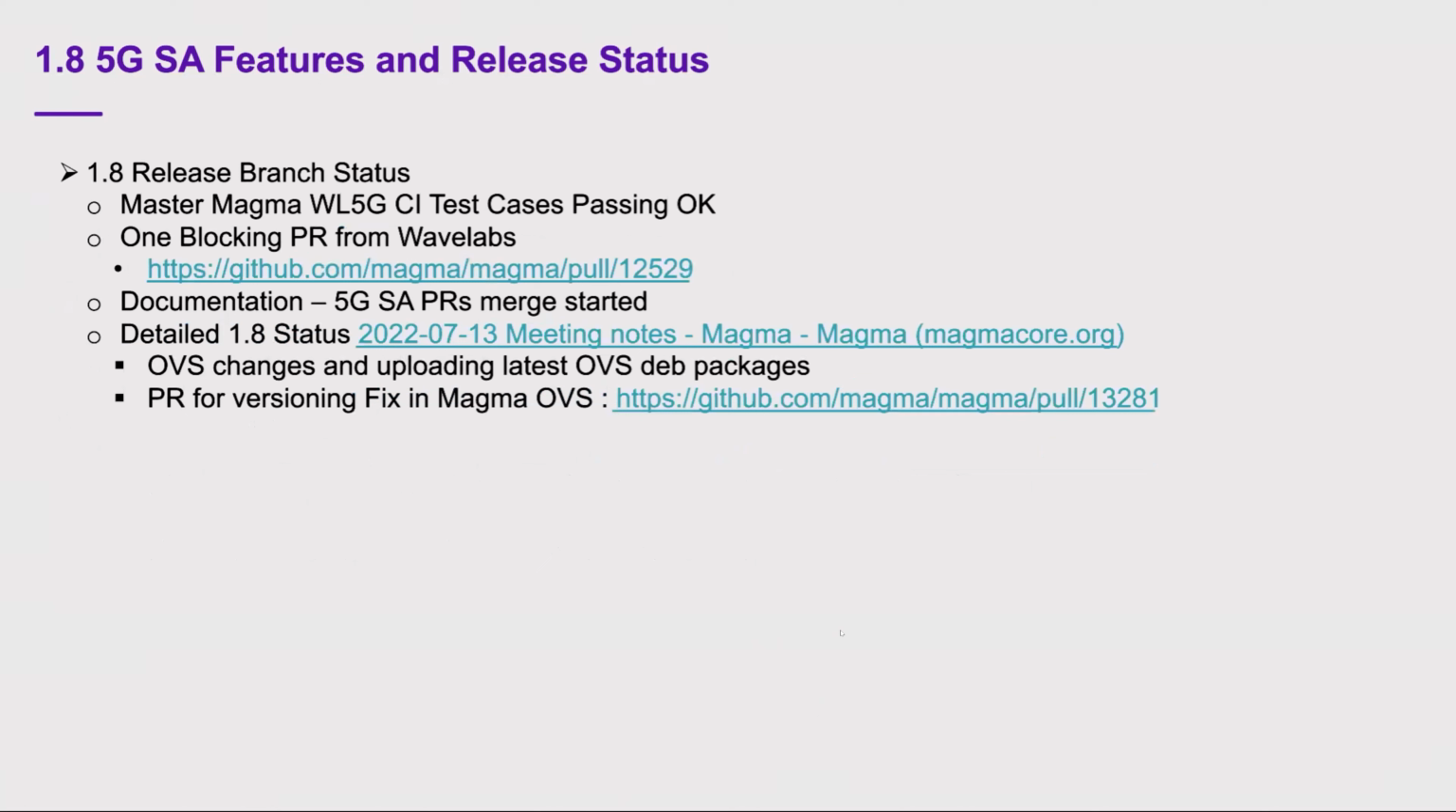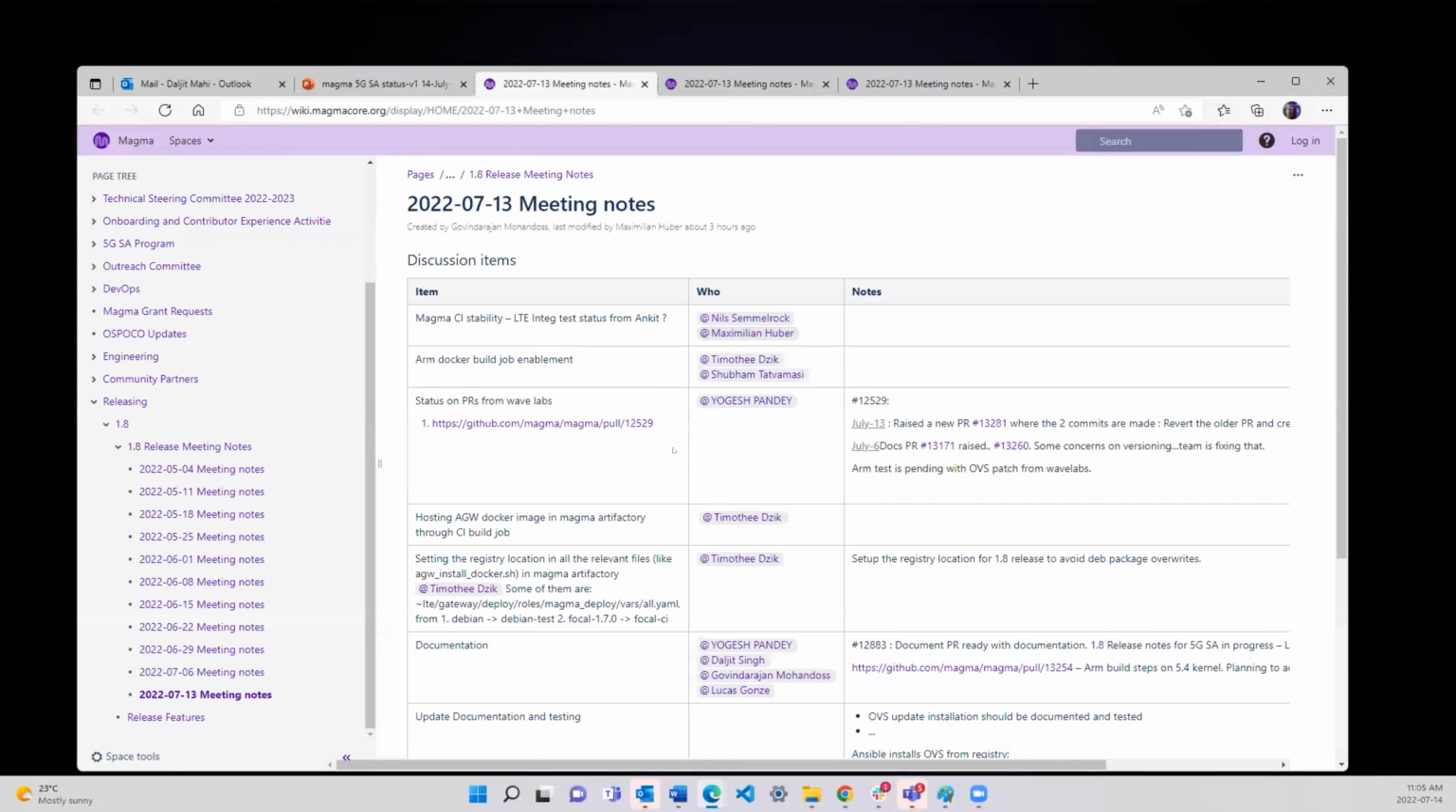This is the 1.8 feature. We have a regular meeting and a lot of discussions going on. From a 5G SA perspective, the CI testing is going well. And one blocking PR we discussed, which is again tied up with the OVS package. Documentation side, we are moving okay, and the PRs are getting merged. And this is the link to the detailed 1.8 status. And I think there are a lot of details here.